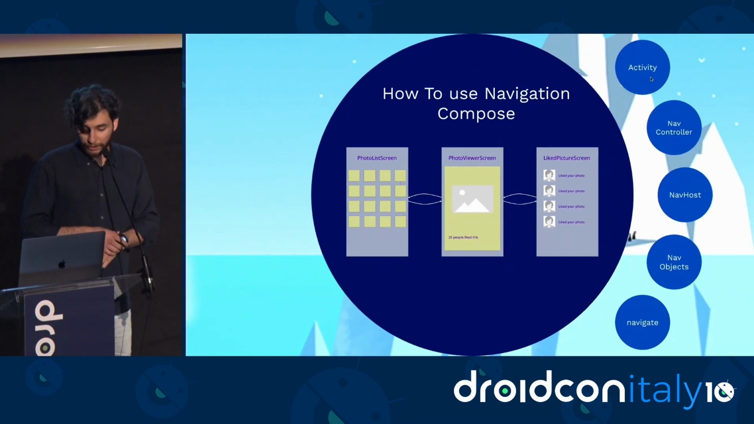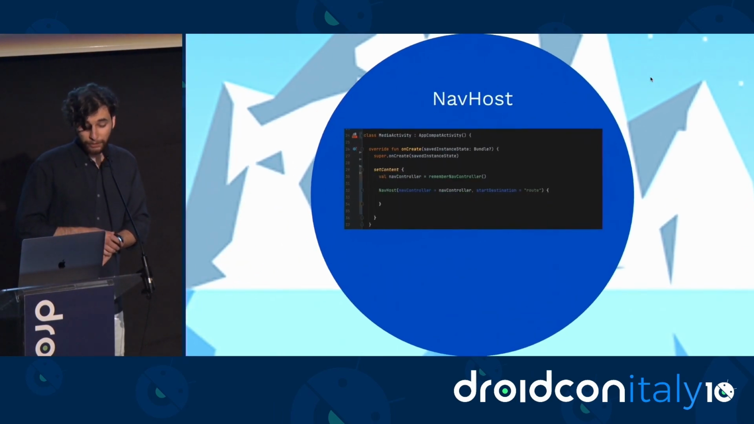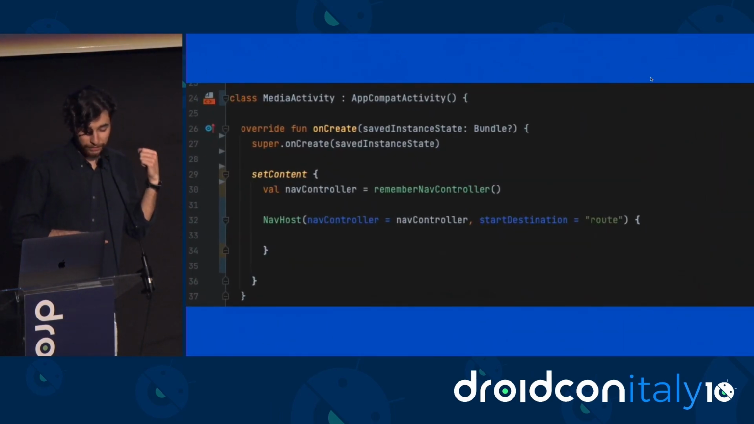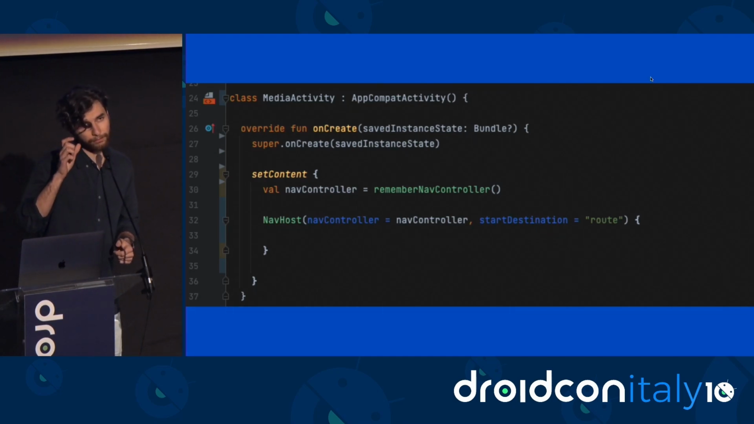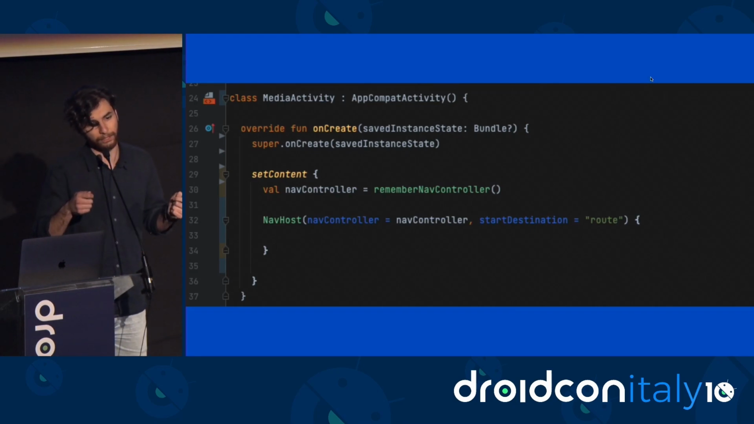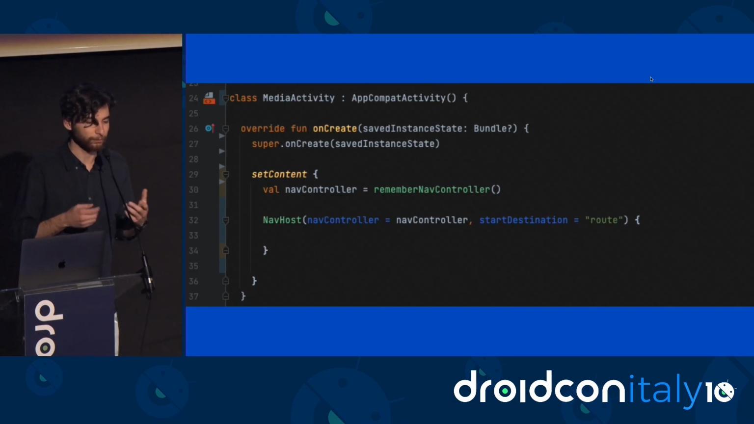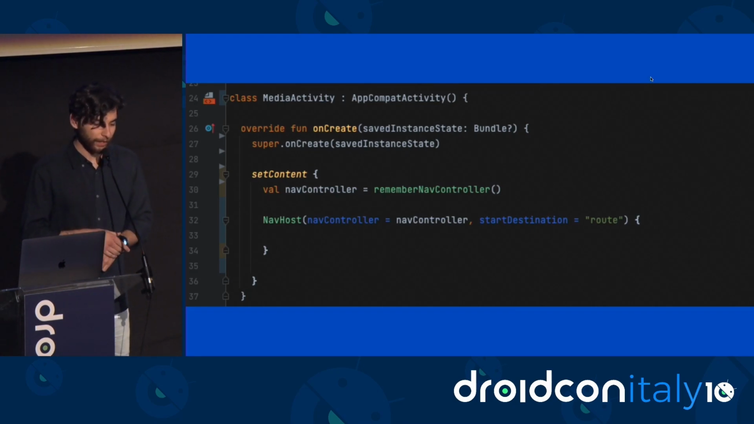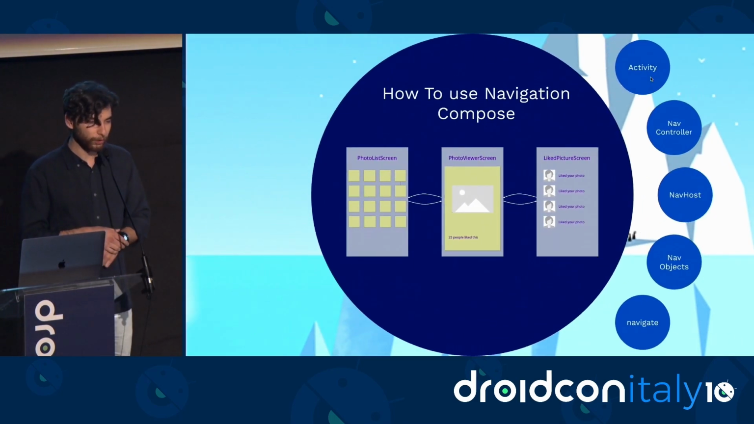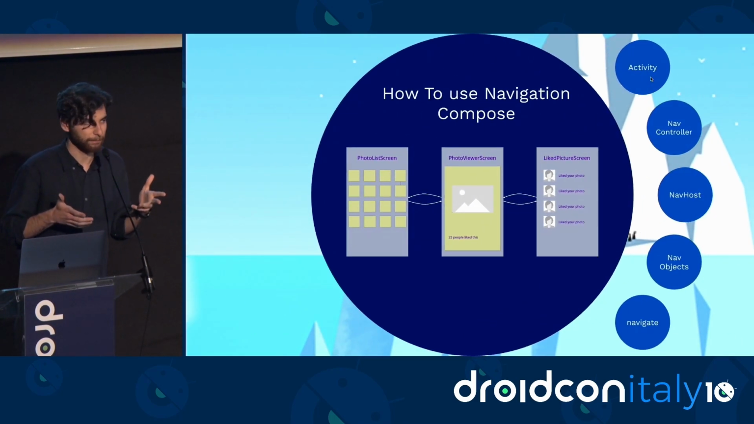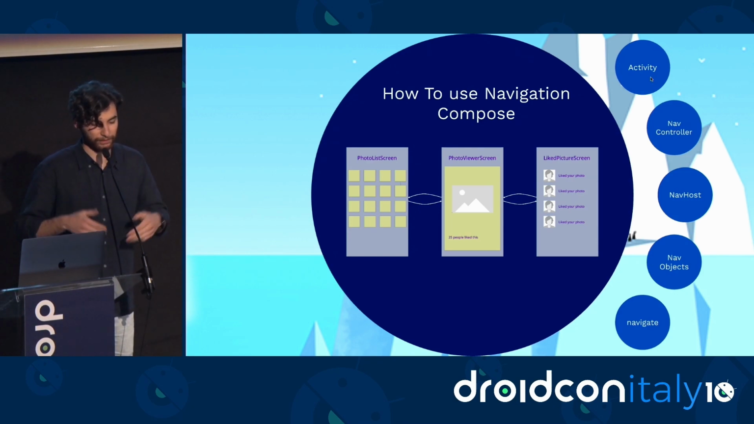The next thing we need is a NavHost. How do we get a NavHost? Again, in our onCreate, in the setContent, after having the NavController, we use the keyword NavHost. And we just pass the NavController to it. We specify a starting destination, which is basically the address to the screen that we want to start with. And that's pretty much it. And I mentioned that the NavController is a pilot. The NavHost can be the plane for the whole system.